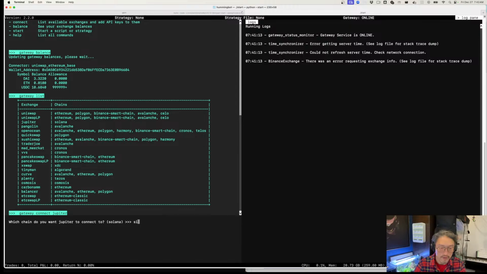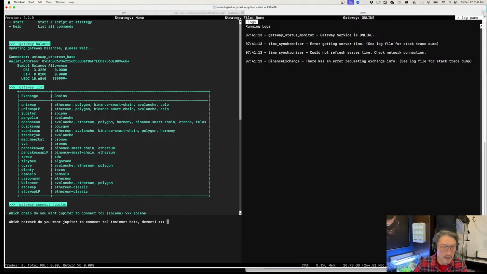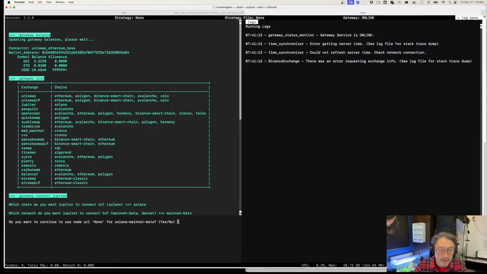So there's only one choice here for the chain, which is Solana. So you can just hit Solana. Basically, the way Hummingbot works is that we associate a wallet with a chain, and then once you're running on that chain, you're using that wallet. So right now we can pick either the mainnet or the devnet, and here we'll pick the mainnet.